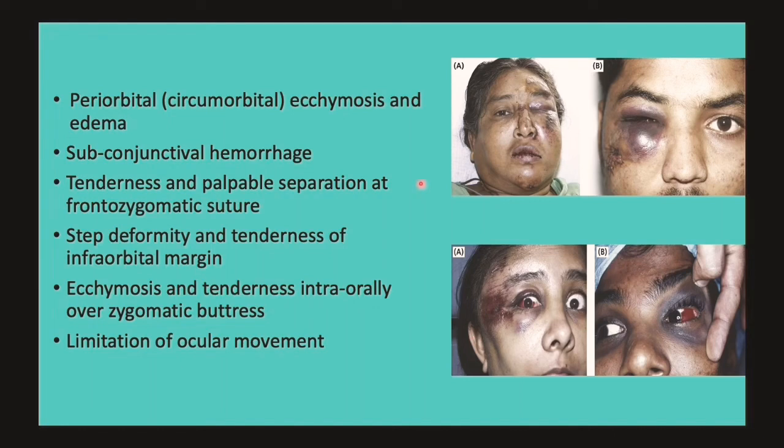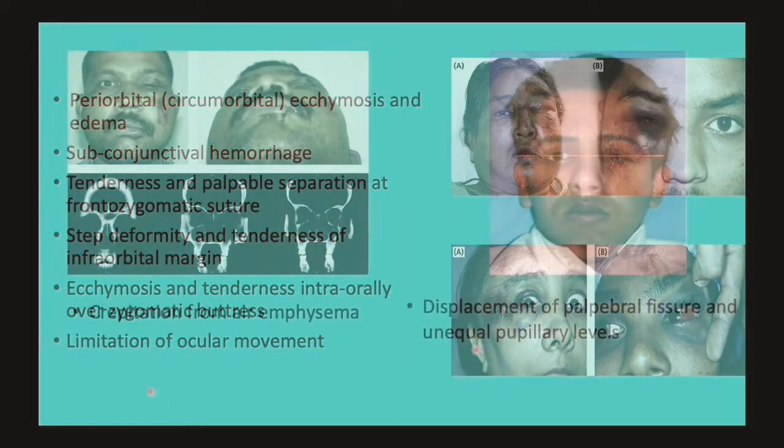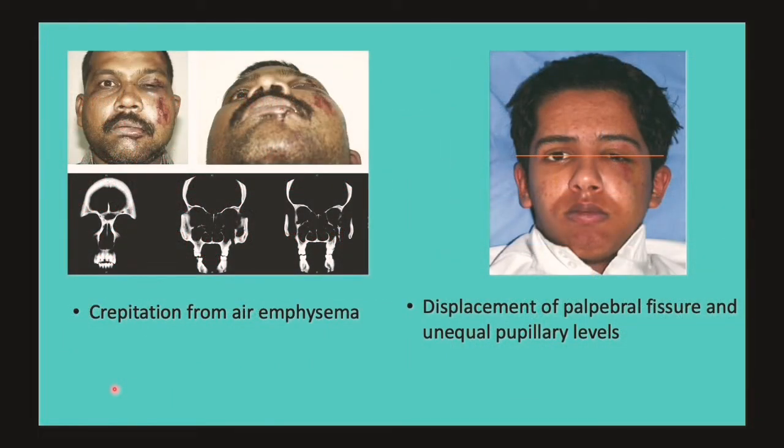Other clinical features include periorbital and circumorbital ecchymosis and edema, subconjunctival hemorrhage, tenderness and palpable separation at the frontozygomatic suture, step deformity and tenderness of the infraorbital margin, ecchymosis and tenderness intraorally over the zygomatic buttress, limitation of ocular movement. Crepitation from air emphysema could also occur due to involvement of the sinus wall with tearing of the lining mucosa, which allows air to escape into the facial soft tissue.